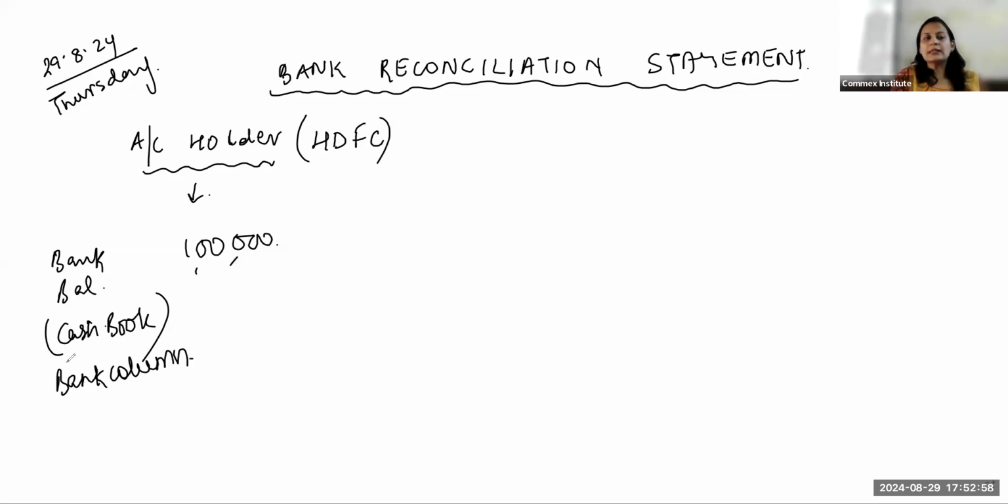Okay, very simple to understand. You have done the cash book. We prepare the bank column there. So my bank column in my cash book on the credit side, I've balanced it as by balance carried down 1 lakh rupees. Now, next day, I get a statement from my banker.